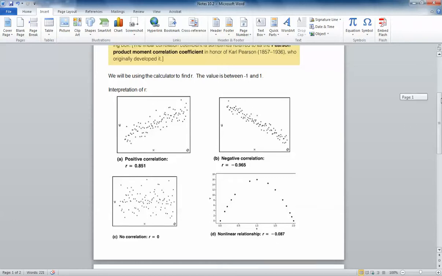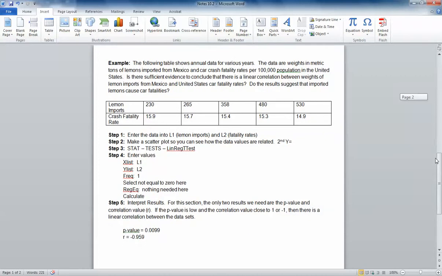So how do we make that distinction? Let's take a look. In our example, we have a table showing annual data for various years. The data are weights in metric tons of lemons imported from Mexico and car crash fatality rates per 100,000 people in the population in the United States. These are two things you wouldn't normally think would go together. Is there sufficient evidence to conclude that there is a linear correlation between weights of lemon imports from Mexico and United States car fatality rates? And do the results suggest that imported lemons somehow cause car fatalities? In this particular year, we imported 230 metric tons of lemons from Mexico, and there were 15.9 car crash fatalities per 100,000 people.